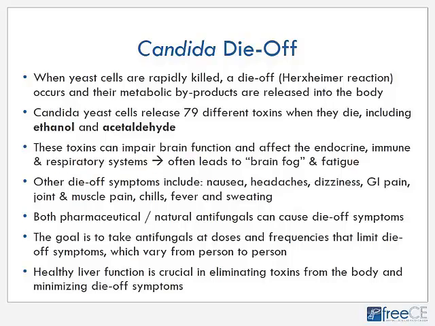It's important to note that both pharmaceutical and natural antifungals can cause these die-off symptoms. Therefore, the goal is to take antifungals at doses and at frequencies that limit die-off symptoms, which of course will vary from person to person. Healthy liver function is crucial in eliminating toxins from the body and minimizing die-off symptoms, so people with liver diseases are at greater risk for suffering greater Herxheimer-type reactions.